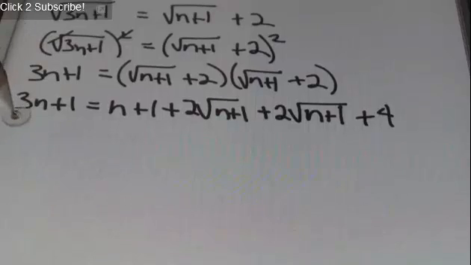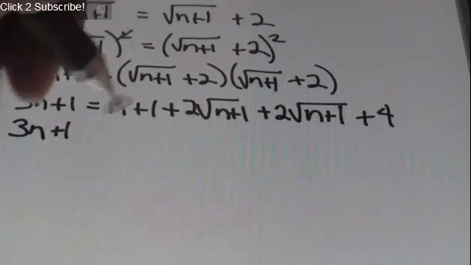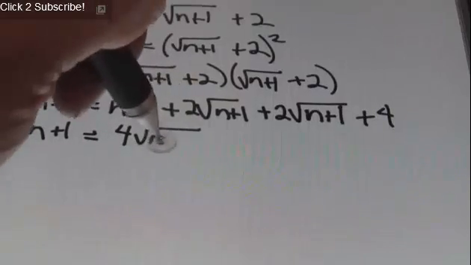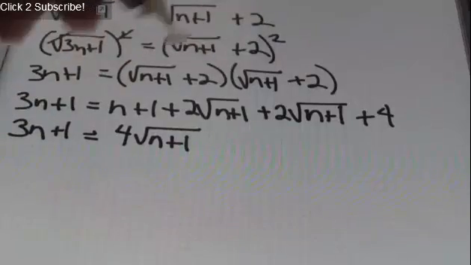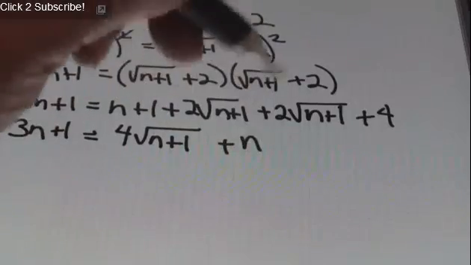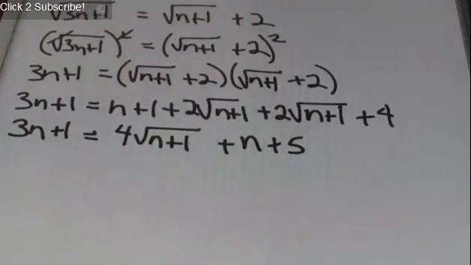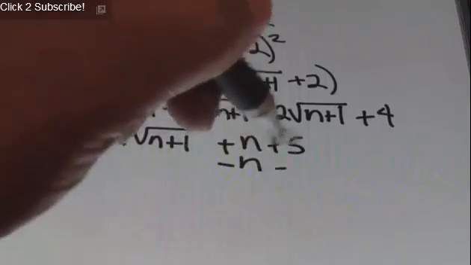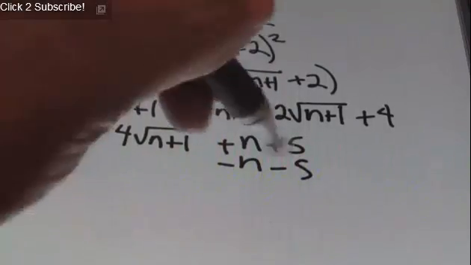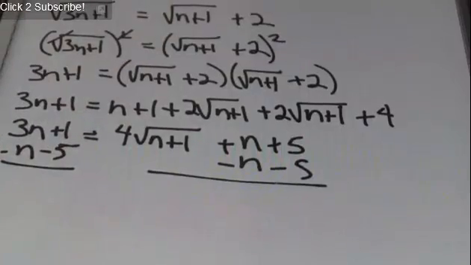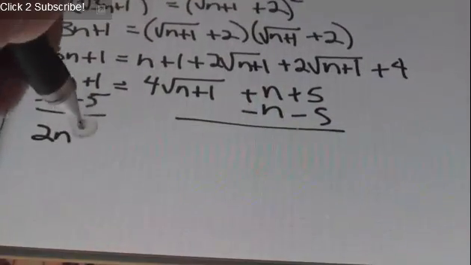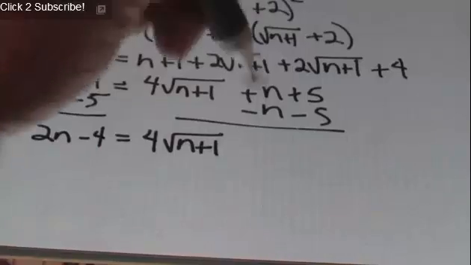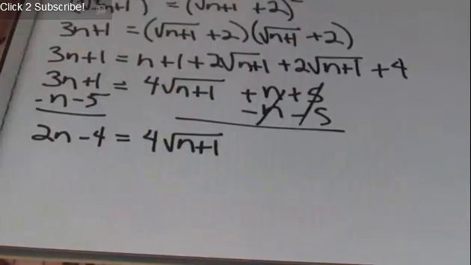Then on the right side, I'll be combining my like terms. So I'm bringing down this 3n plus 1. This now equals 4 times the square root of n plus 1, combining these two terms together. Then I'll have a positive n, and 1 plus 4 is 5. From here, I'm going to be subtracting n from both sides, as well as subtracting 5 from both sides. All right. Once I have this in play, I'll have 2n minus 4 equals 4 times the square root of n plus 1. The n's and the 5's will cancel out.